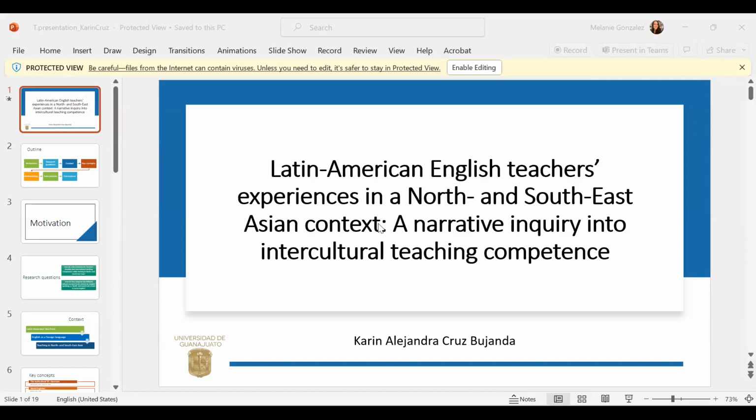If we remember that maybe the first approach students have to a culture is the English teacher or the language teacher they have in the classroom. So we can create perceptions in students.